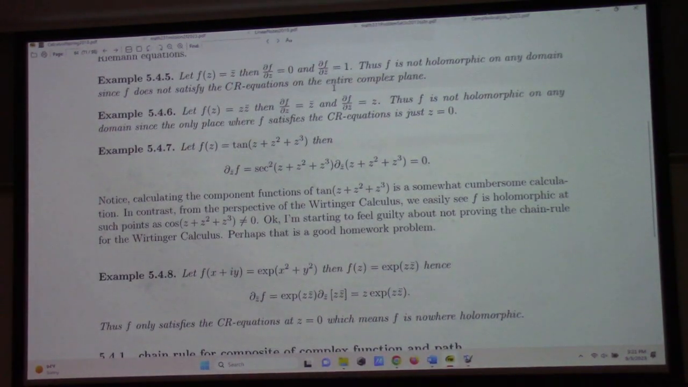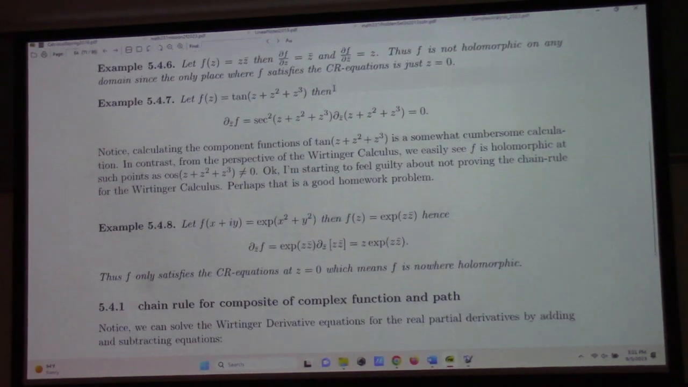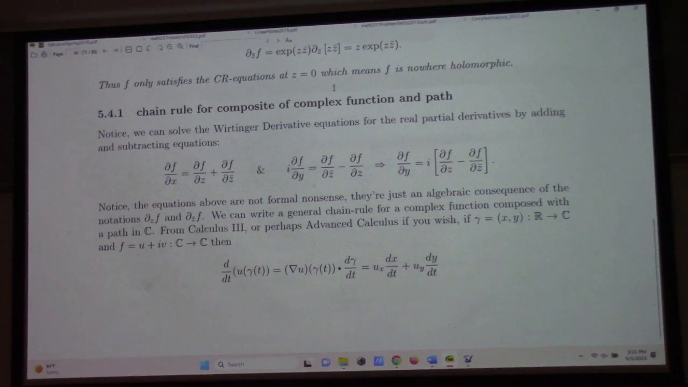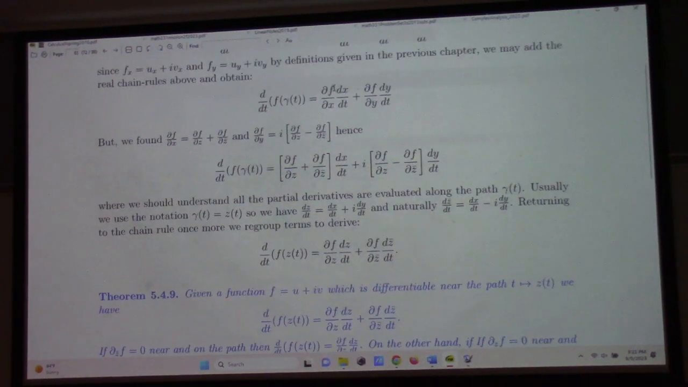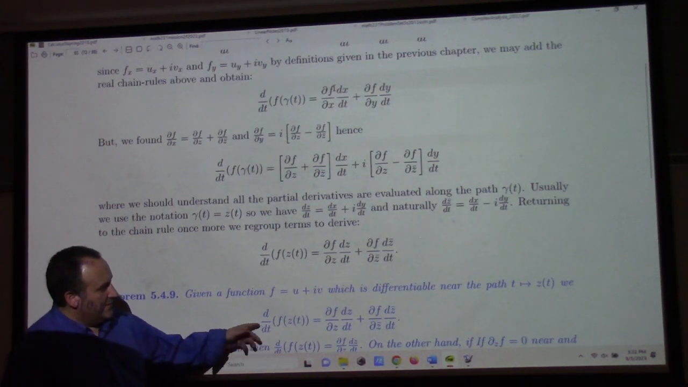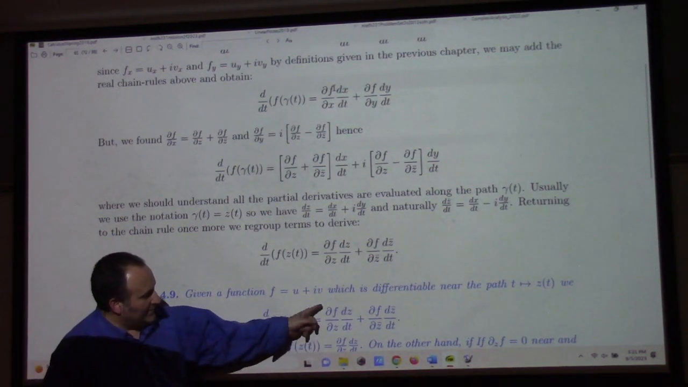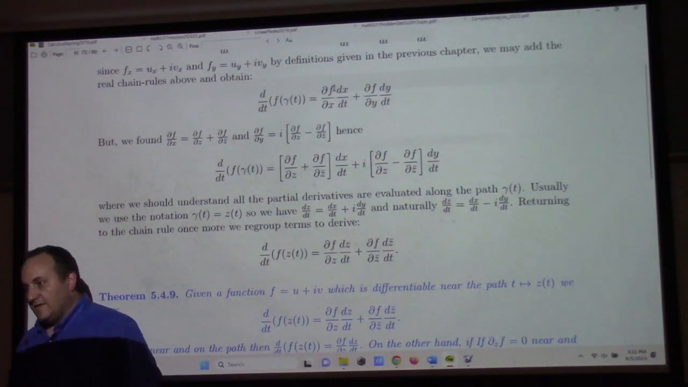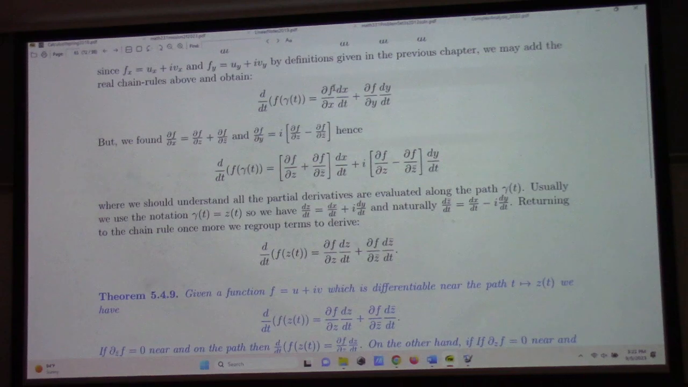And this is really what you wanted me to show you, Ben. This is what you were looking for all along: if we have a derivative of a function of z at t, there's a kind of chain rule with respect to the z derivative and the partial z bar derivative. So we replace partial derivatives of x and y with partial derivatives of z and z bar.